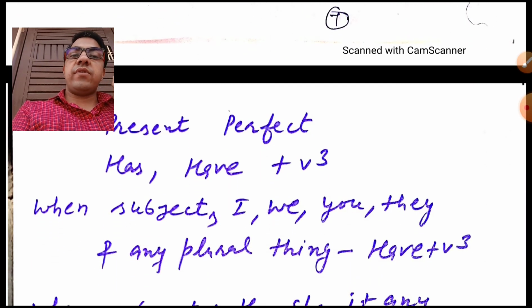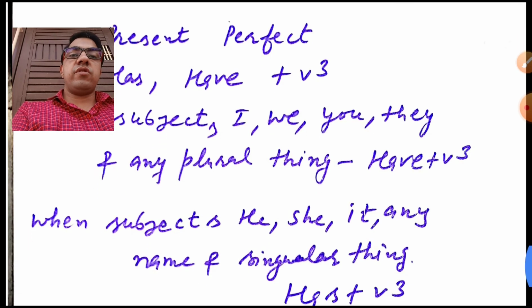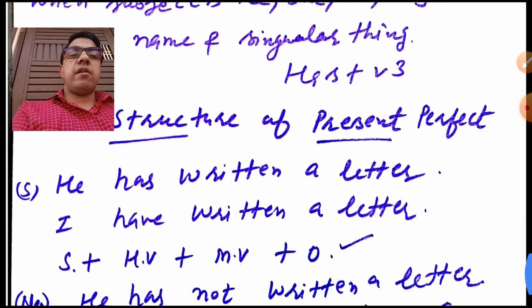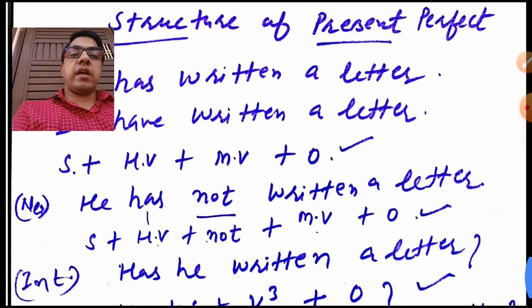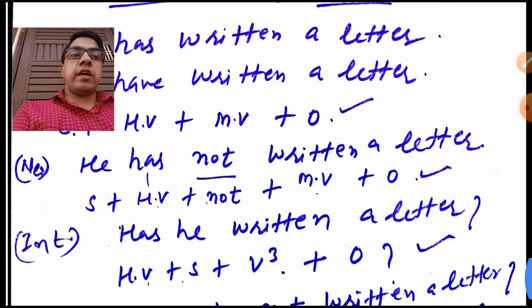After that we have discussed present perfect tense, and these are the helping verbs of present perfect, has and have, along with third form of verb. When the subject is I, we, or any plural thing, we should use have plus third form. For the rest of all subjects we should use has. After that we have discussed the structure of simple sentence, negative sentence, and interrogative plus negative sentence.